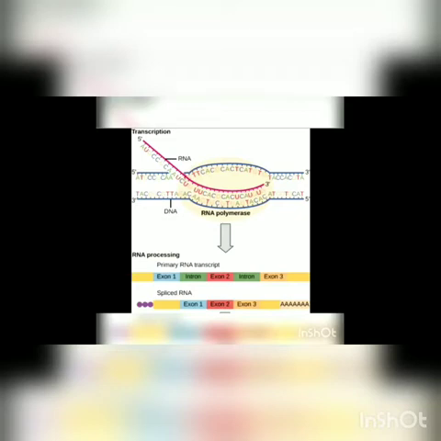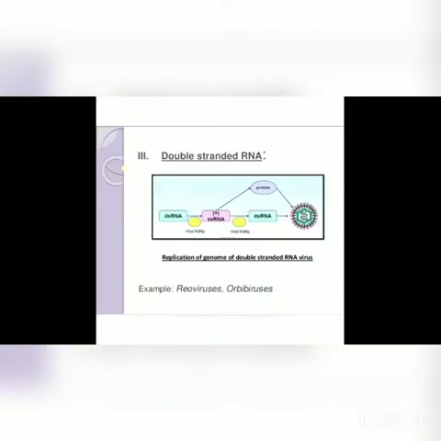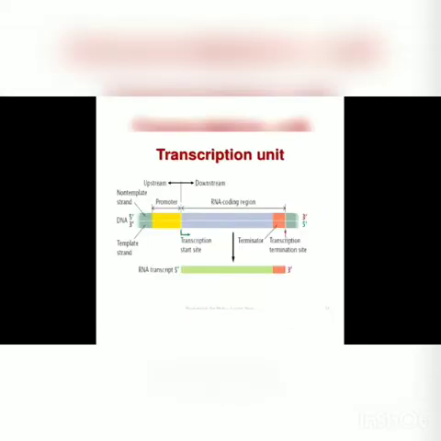The other reason is, if two RNA molecules were produced simultaneously, double-stranded RNA complementary to each other would be formed. This would prevent RNA from being translated into proteins. So, only one strand of DNA is copied to RNA. Next we see what is the transcription unit and the genes involved.